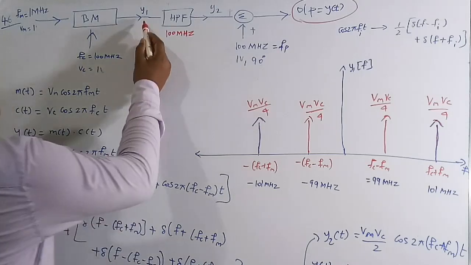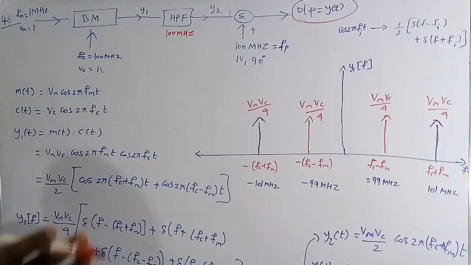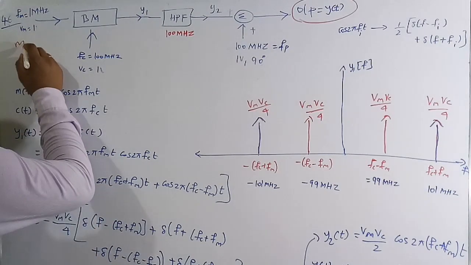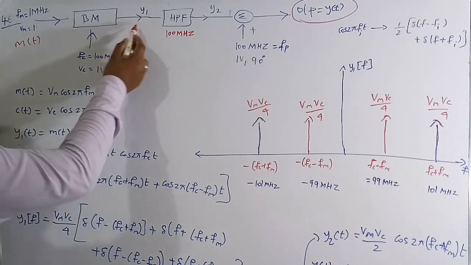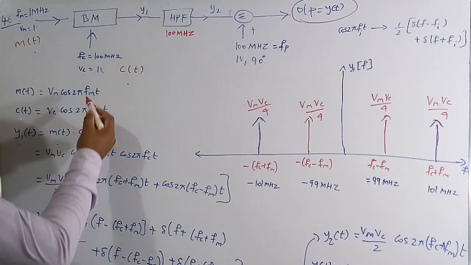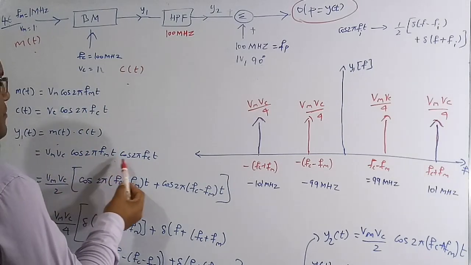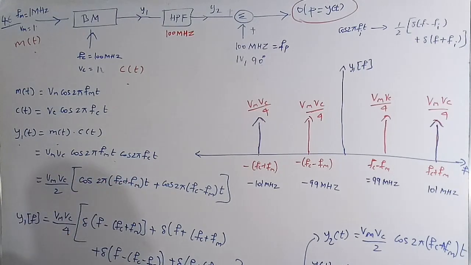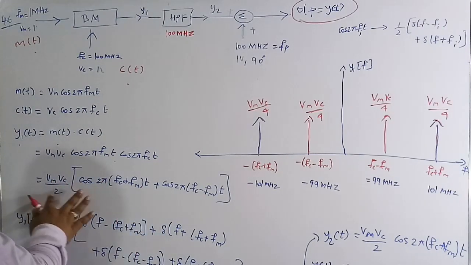Now here y1 is nothing but the balanced modulator's function, which is just doing the product of the two incoming signals. So this m of t and c of t, it is going to do the product of these two signals. Therefore y1 is nothing but m of t into c of t. If you do the product of these two signals, we get Vm Vc into cos 2 pi fm t into cos 2 pi fc t. So cos A into cos B is nothing but half of cos of A plus B plus cos of A minus B. By using the trigonometric identity, I have rearranged it in this fashion. So this is the meaning of this.